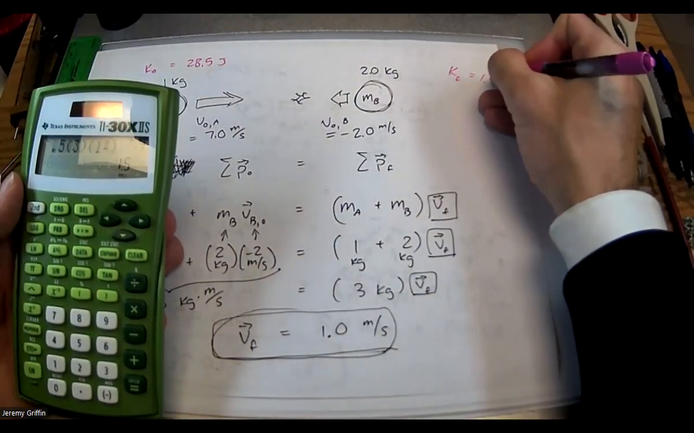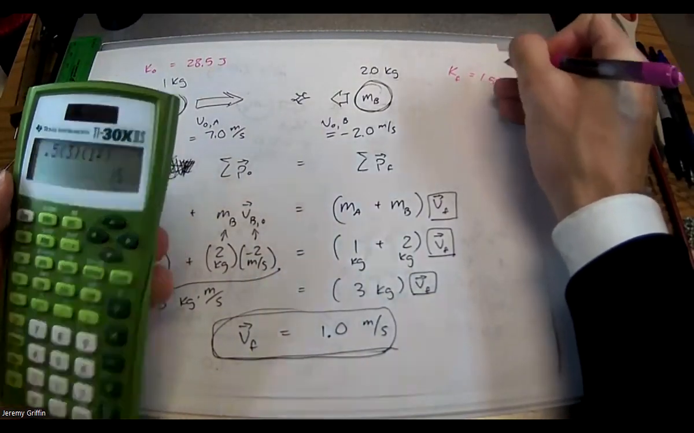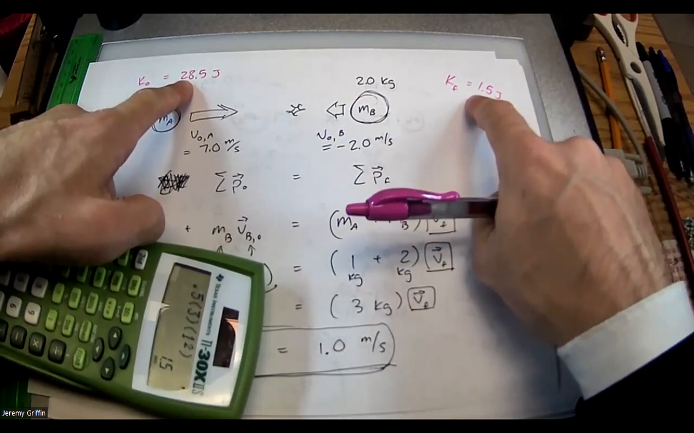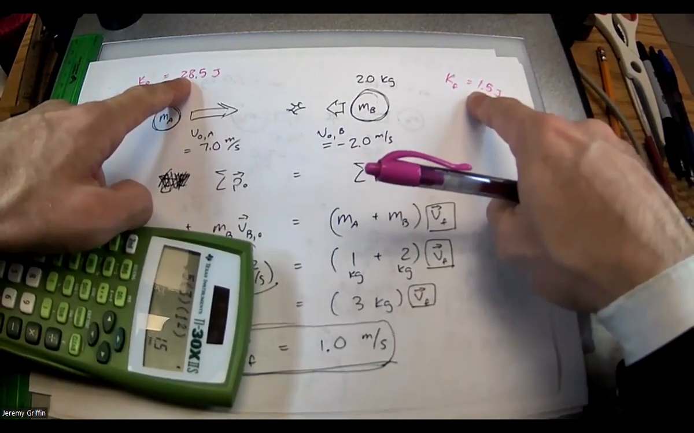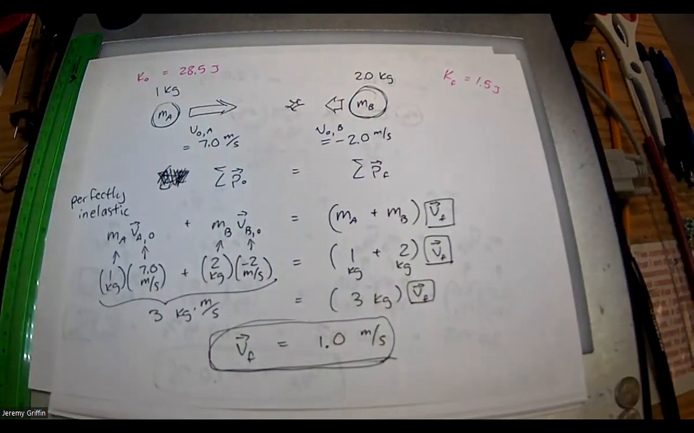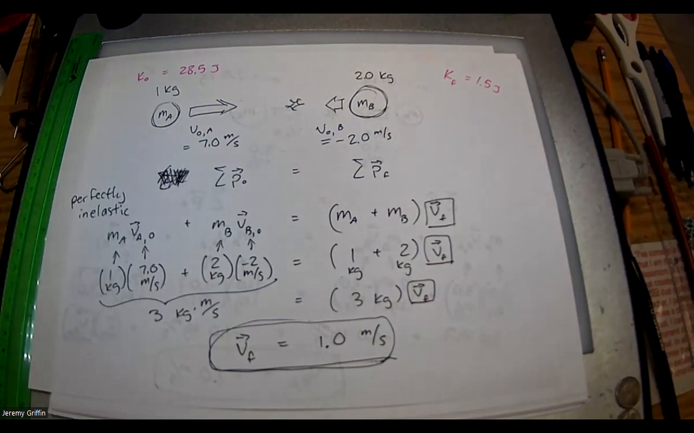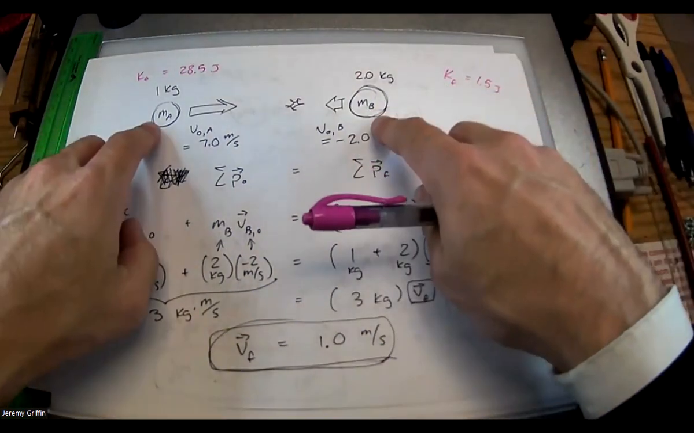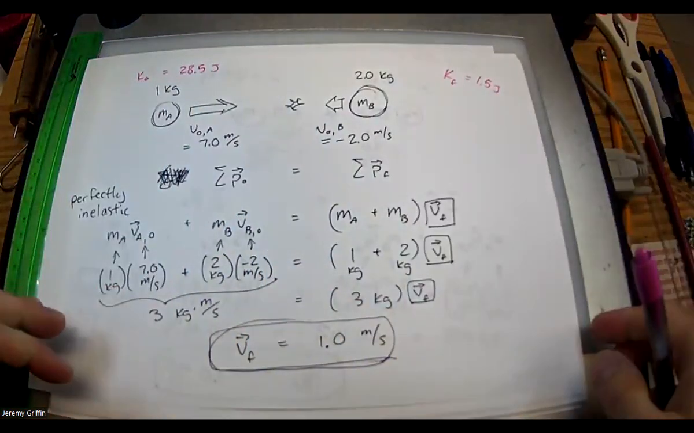That's 1.5 joules. Wow. So guys, from 28 down, okay, so we lost a lot of kinetic energy, right? Again, the energy didn't disappear. It probably went mostly to permanent deformation, like splat, like force times distance of remolding these things. Okay. All right.